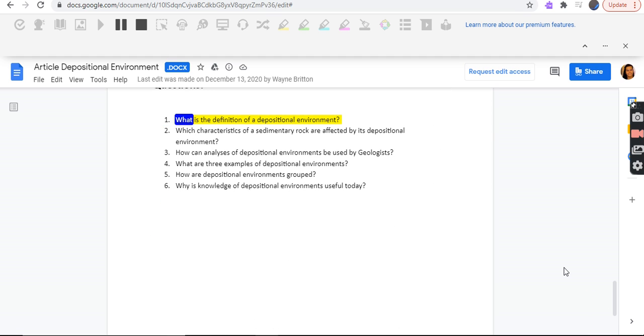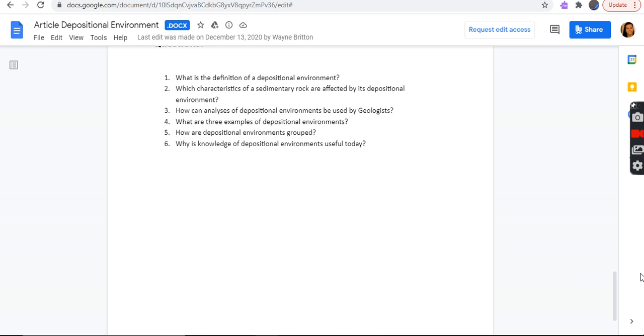Questions. 1. What is the definition of a depositional environment? 2. Which characteristics of a sedimentary rock are affected by its depositional environment? 3. How can analyses of depositional environments be used by geologists? 4. What are 3 examples of depositional environments? 5. How are depositional environments grouped? 6. Why is knowledge of depositional environments useful today?